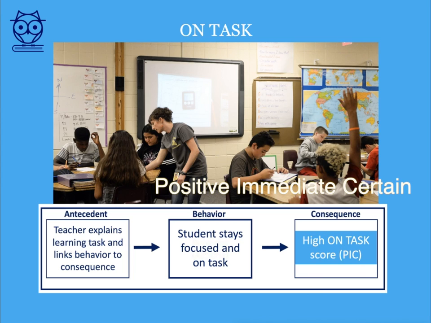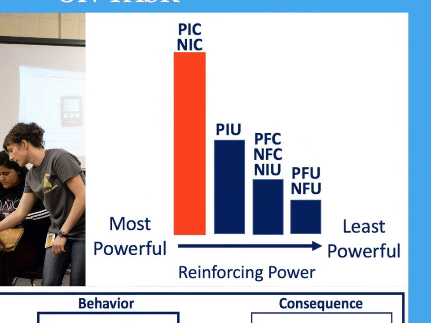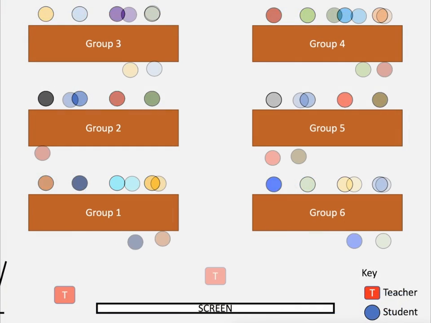If they meet expectations, their score will be positive. Final scoring will occur immediately at or near the end of the time allotted. And when scoring effort is routinely done in a class, students will believe that it is certain to occur, meaning there is a high probability. Recall that PICs have the highest reinforcing power.